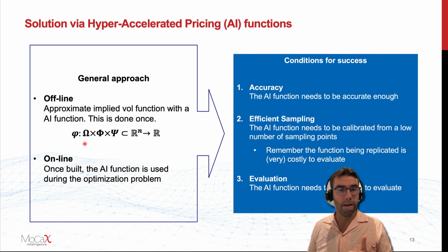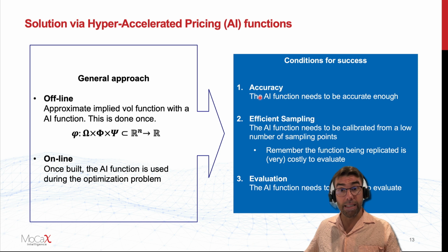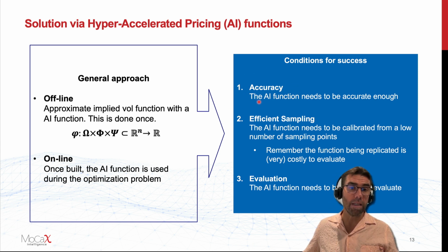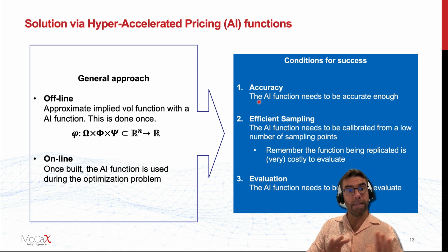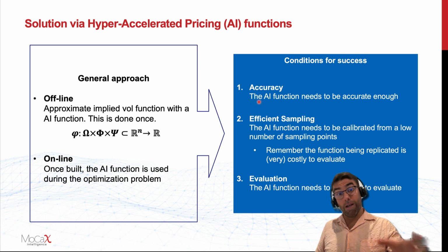First of all, accuracy. The machine learning function needs to be accurate enough. Ideally, if this is, for example, a Monte Carlo simulation, the same level of accuracy as the Monte Carlo simulation or something similar to that. Then, of course, for us to achieve this accuracy, it needs to be done with a limited amount of sampling points. I'm saying this because for us to calibrate the AI function, we're going to have to sample the space, the domain in which, sorry, the original function lives.